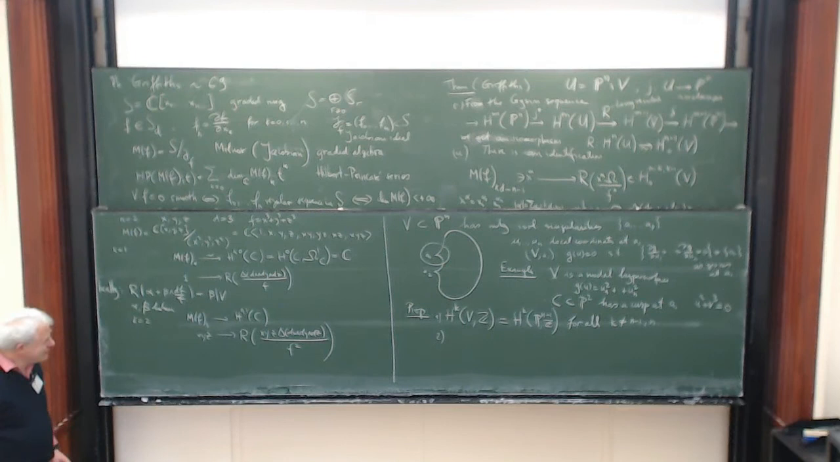Okay, and so we see that we have just two dimensions to worry about. And moreover, we have a very simple formula for the Euler characteristic.